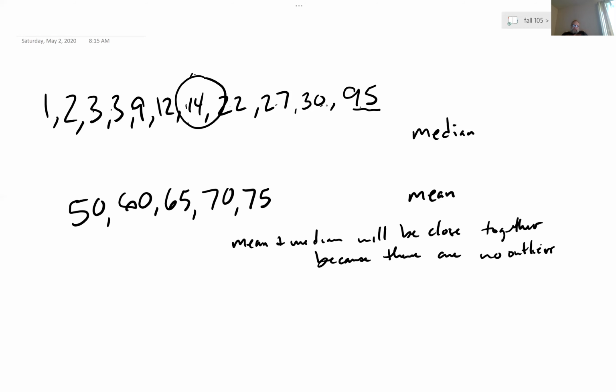No, I don't count too good. 1, 2, 3, 4, 5, 6, 7, 8, 9, 10, 11, 1, 2, 3. Number 12 is the median.